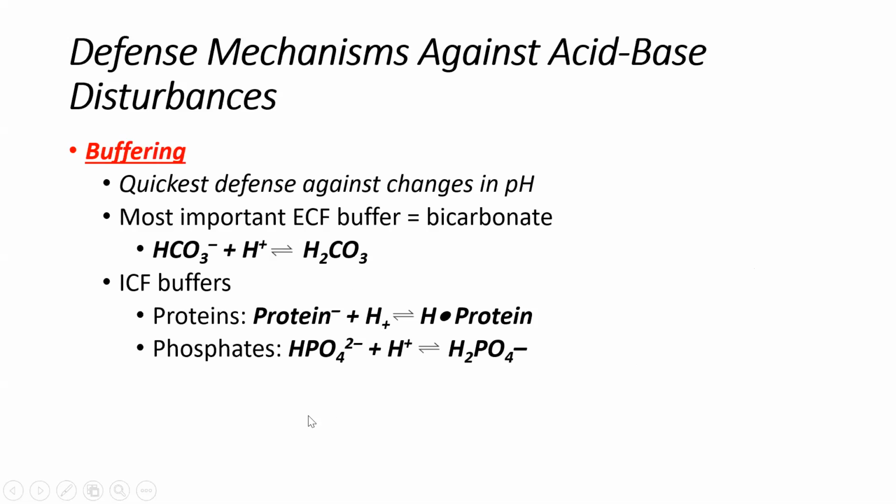In terms of intracellular, we talked about proteins being able to buffer hydrogen ions and form another complex, and phosphate also being able to buffer hydrogen ions and forming phosphoric acid. This is really unique to the distal part of the tubule. We'll talk about this later on, the formation of this phosphoric acid.